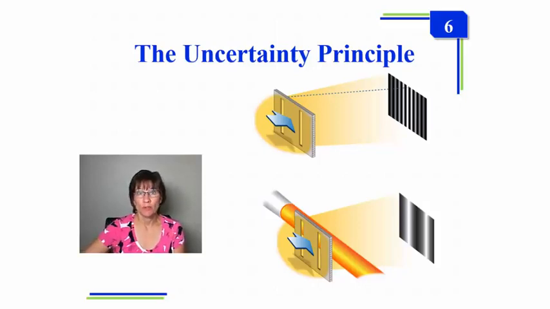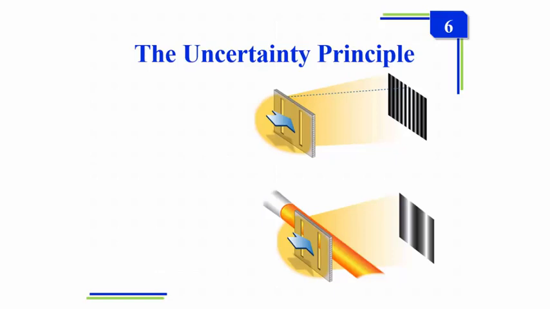We've looked at Bohr's model of the atom, and Bohr's model had some limitations. So in this learning objective, we're going to extend our understanding of the electronic structure from Bohr's model to what's called the quantum mechanical model. So let's look at what's called the uncertainty principle.